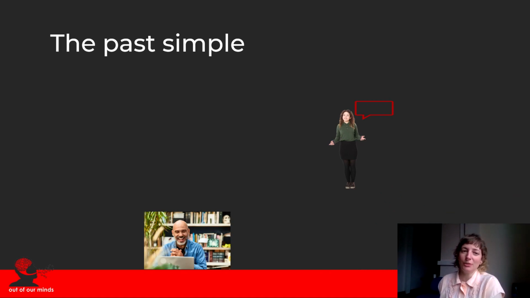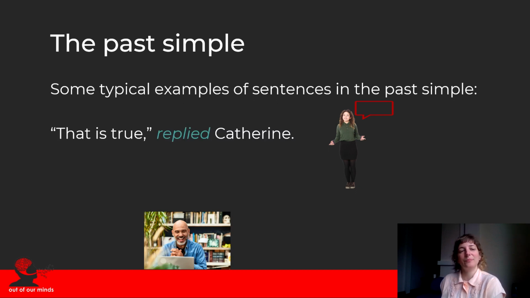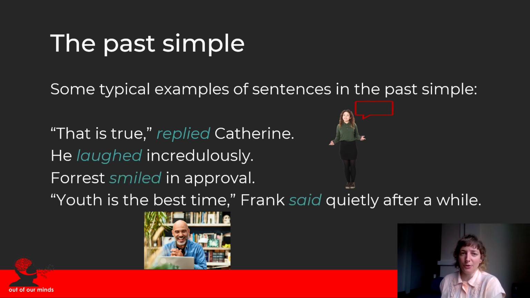So first, let's have a look at some examples of sentences in the past simple. "That is true," replied Catherine. He laughed incredulously. Forrest smiled in approval. "Youth is the best time," Frank said quietly after a while. As you can see again here, highlighted in blue and italics, are the actual verbs in the sentence.